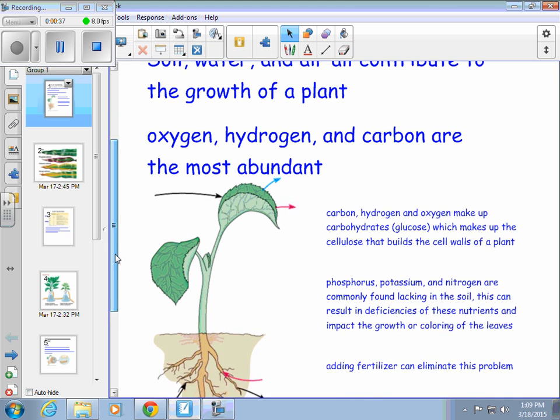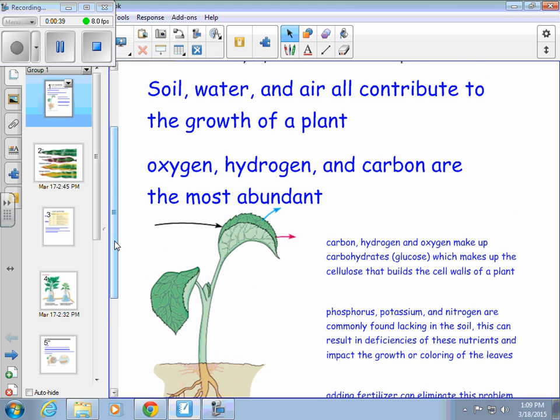The three nutrients that are the most abundant are oxygen, hydrogen, and carbon. They are considered essential nutrients. The carbon, hydrogen, and oxygen elements will make up carbohydrates, and glucose is the carbohydrate that's made during photosynthesis. Carbohydrates, an example is cellulose, and cellulose is a molecule that makes up the cell walls of plants.